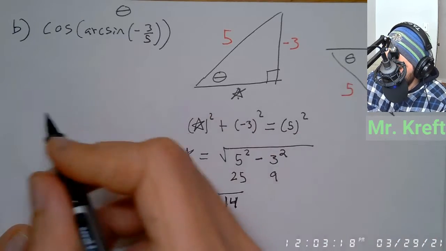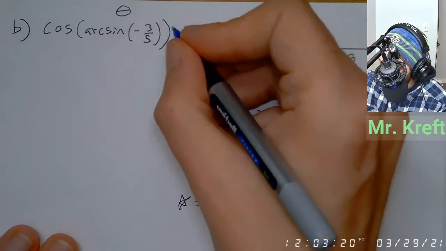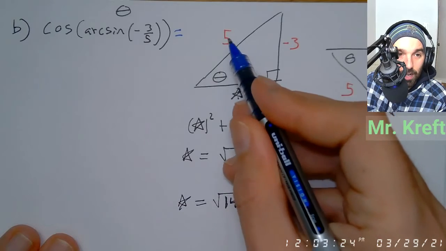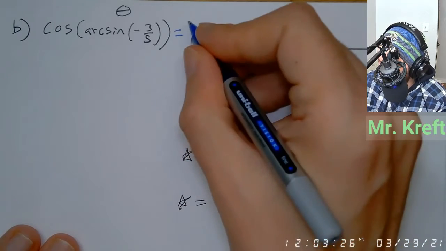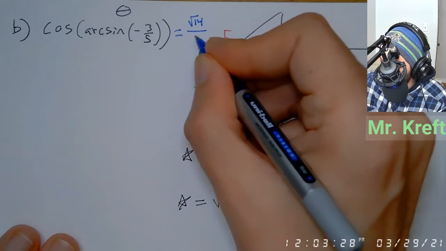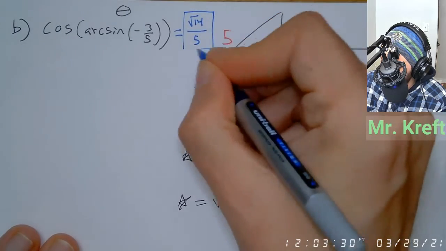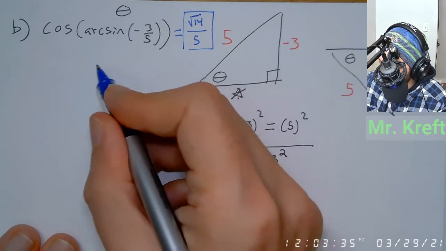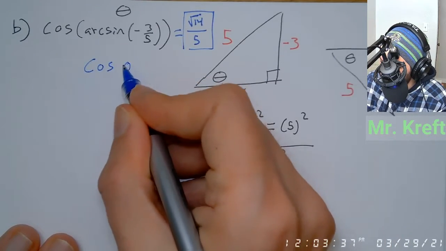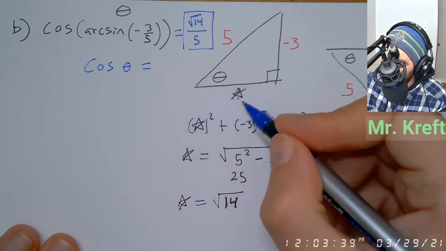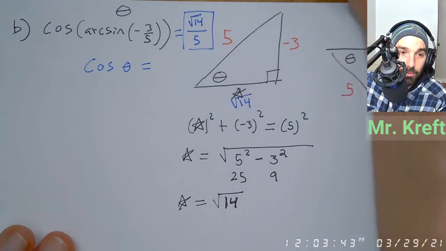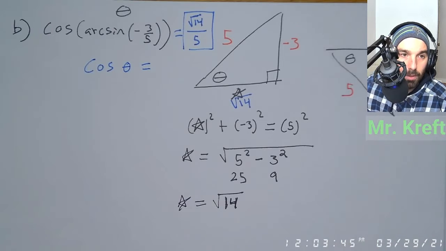So then that's my answer. Cosine is adjacent over hypotenuse. My adjacent is square root of 14. My hypotenuse is 5. So just remember, how am I getting this? We can think of this as cosine of theta equals, and so if this is the square root of 14, then my answer is square root of 14 over 5.